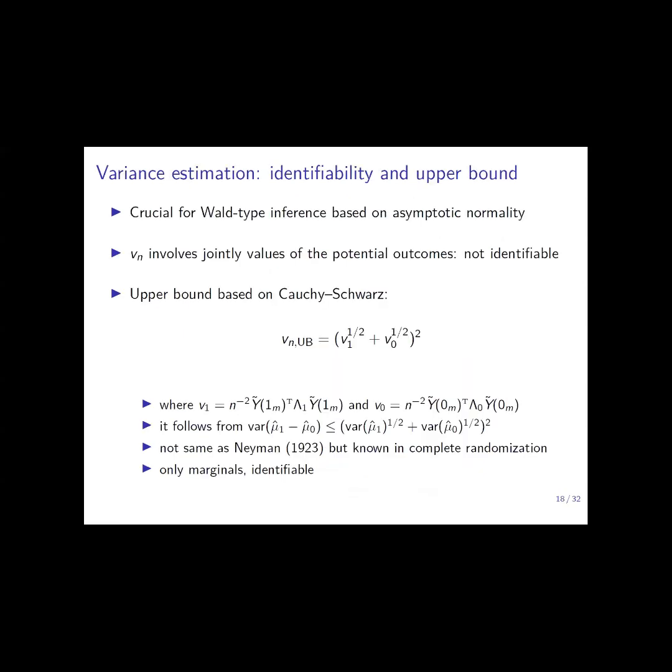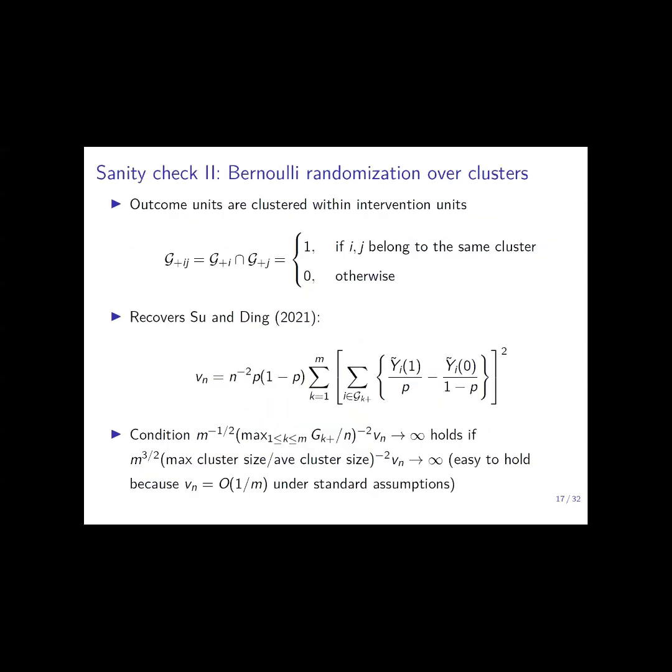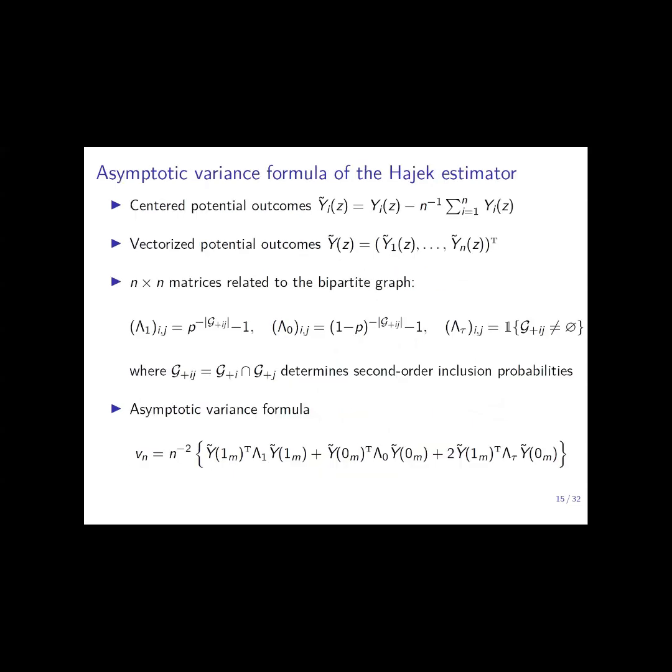Okay, so let's go further. We have consistency, asymptotic normality, and the variance estimation. Variance estimation is actually the most interesting part, because everybody can prove consistency and asymptotic normality under some conditions; we just discover those conditions. How do we do variance estimation? It is challenging, as I mentioned, because you can never estimate the third term. There's no hope.